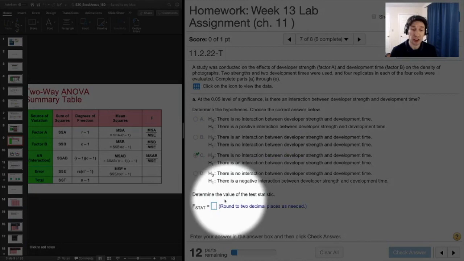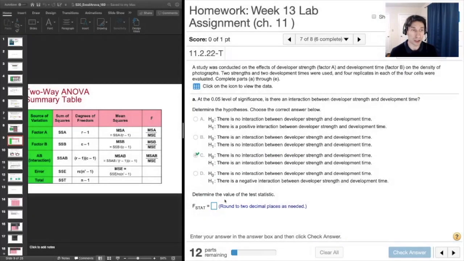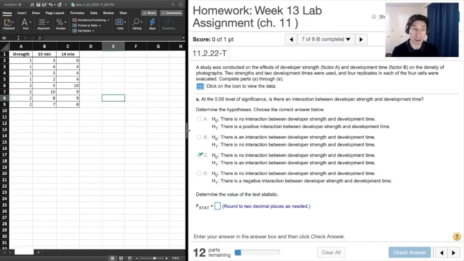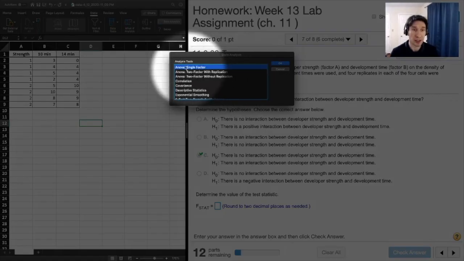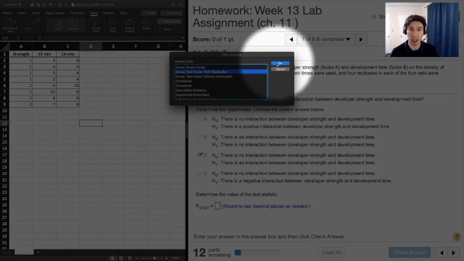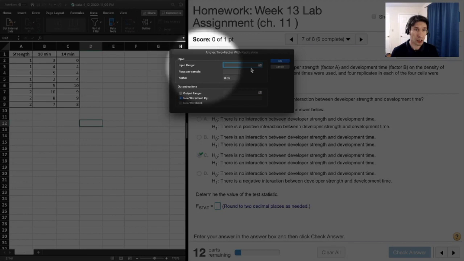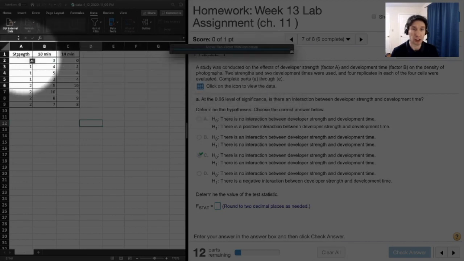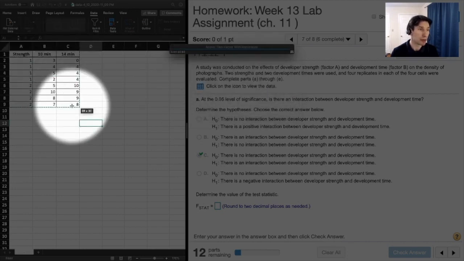And now we just have to run the ANOVA and answer the questions. Okay, so here I pulled it up in Excel so we can just follow. Let me run the ANOVA. This time it's an ANOVA with 2 factors and replication. What is my input range? Again, that's my whole data.